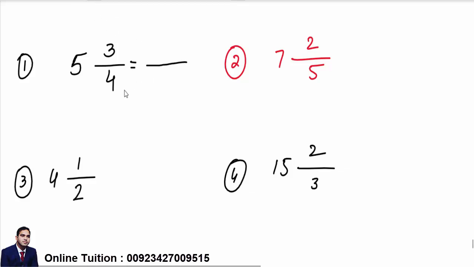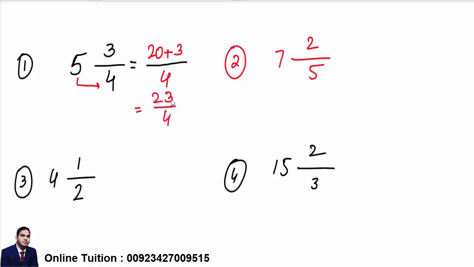First of all, write 4 as the denominator. Multiply this 5 with this 4. This is 20. 5 4s are 20, plus this 3, over this denominator. The answer is 23 over 4.